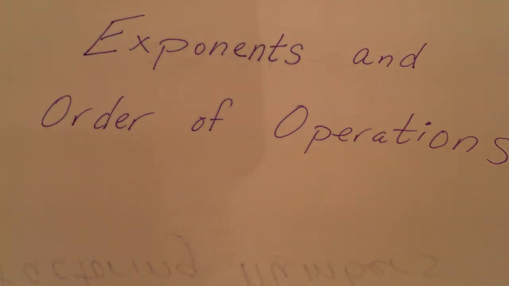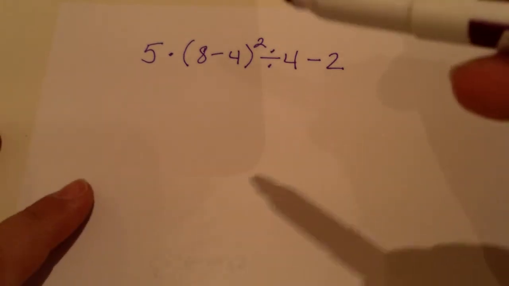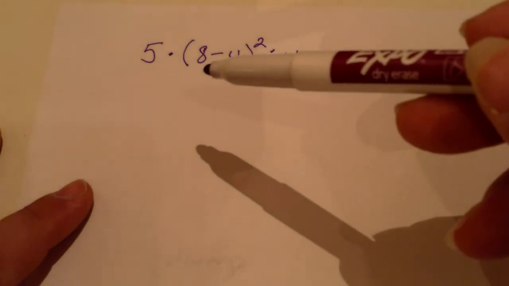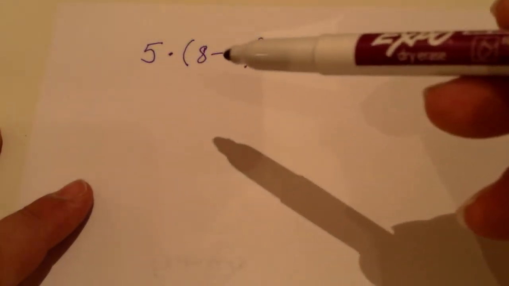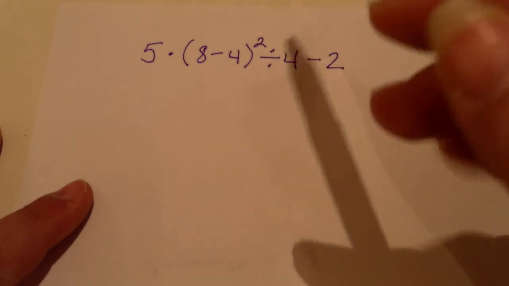Right now, we're going to be talking about exponents and order of operations. Here's one to get us going. We've got to remember that it makes a difference the order that we perform the operations. We see that we have an exponent, parenthesis, multiplication, a subtraction, another subtraction, and division.